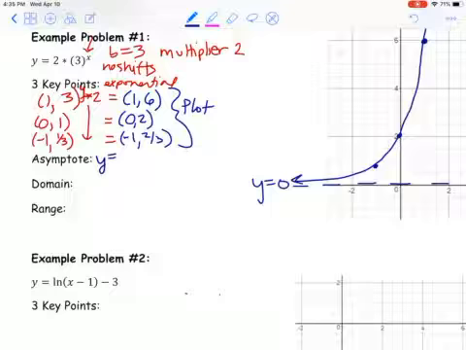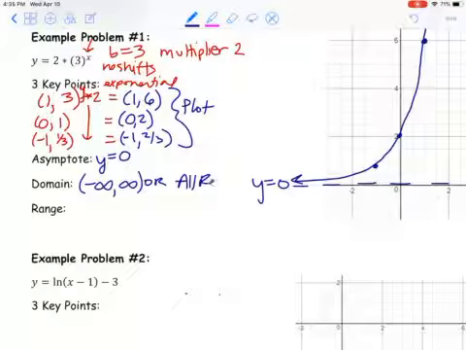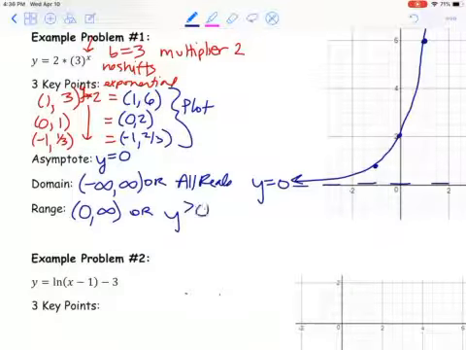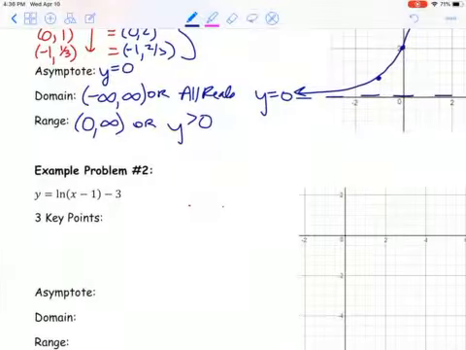So that's right here. My domain for exponential graphs is actually just infinities, which is nice. It always goes left to right forever. You can also write all reals. That's how the answer key might show it. Range is low to high, so the lowest point is that asymptote all the way to infinity, or you can also write y is greater than 0. It stayed on the upside.